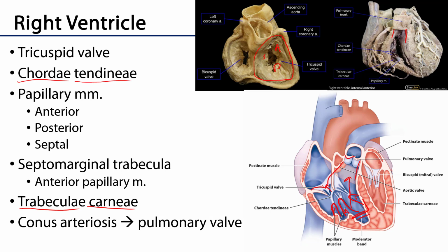So we can see that semilunar pulmonary valve there. The semilunar valves are always named for the vessels that they are entering into. So the pulmonary valve is named for the pulmonary trunk, which then divides into the main pulmonary arteries, both right and left.